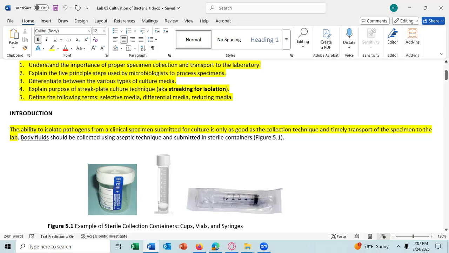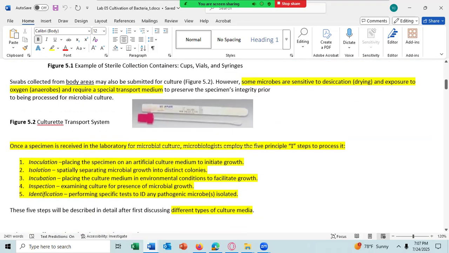All right. The ability to isolate pathogens from a clinical specimen submitted for culture is only as good as the collection technique and the timely transport of the specimen to the lab. Some microbes are sensitive to desiccation. They can dry out, and some are sensitive to the exposure to oxygen, all anaerobes, and therefore require a special transport medium to keep the specimen alive. Once a specimen is received in the lab for microbiological culture, you use the 5 principal steps to process it.